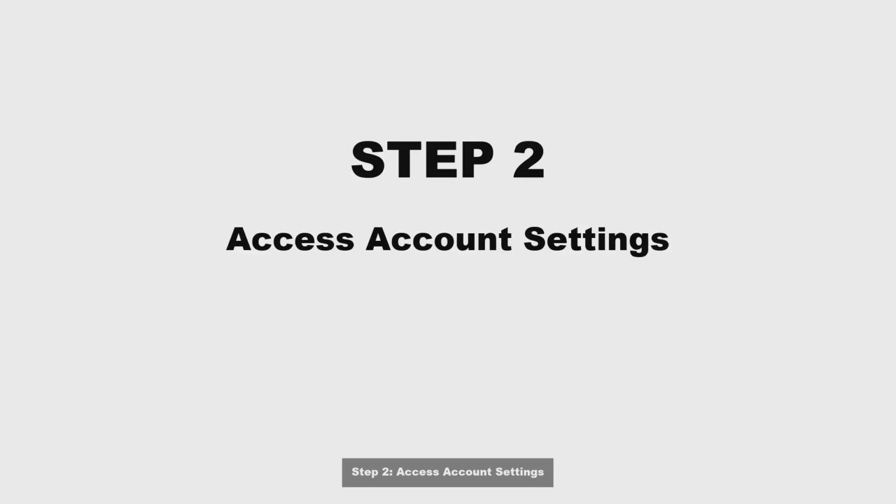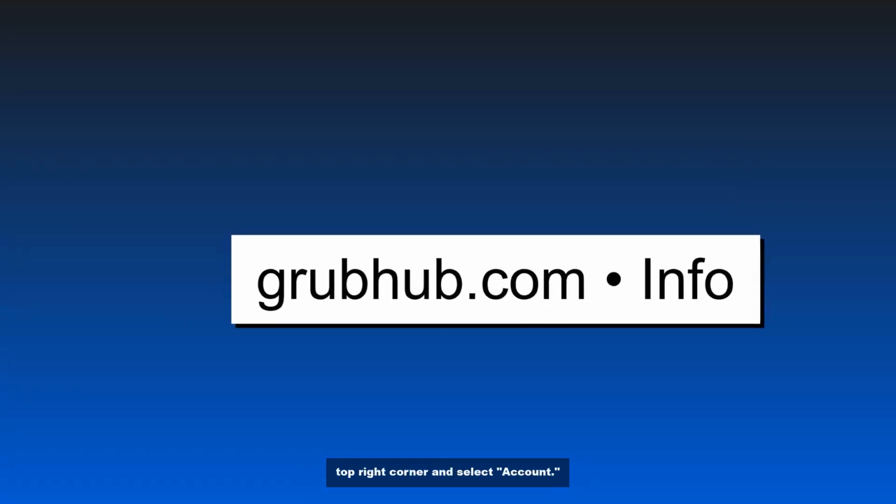Step 2. Access account settings. Navigate to your account settings. On the app, tap on the account icon, usually found in the bottom right corner. On the website, click on your profile picture or name in the top right corner and select account.